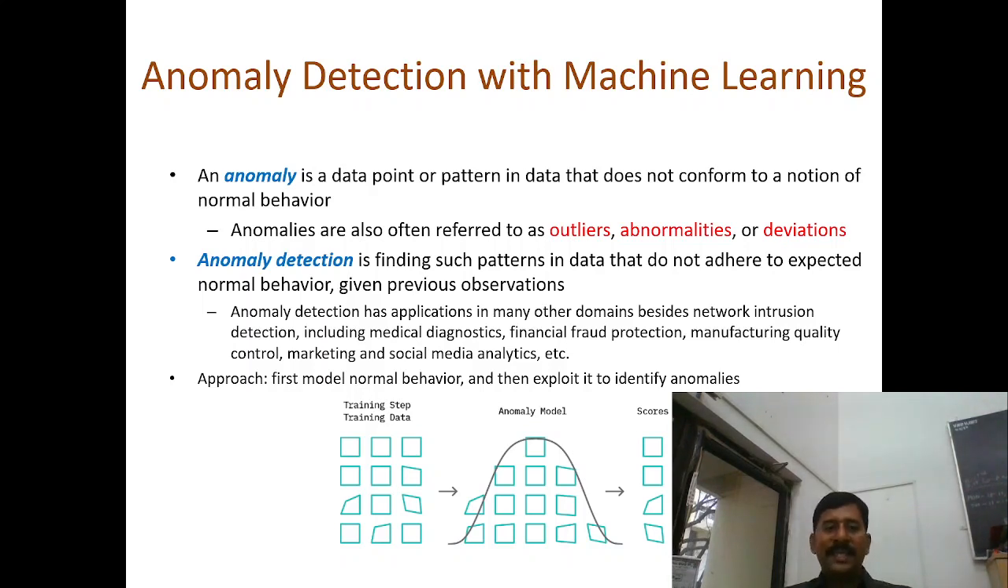So here, this is the approach. Let us say this is the first model, which we can call normal behavior. There is a training step, and then we exploit it to identify anomalies. This is an anomaly model.